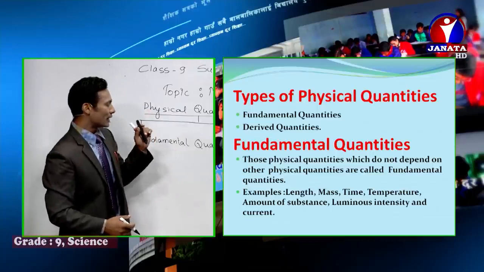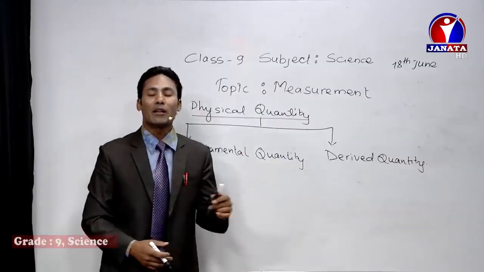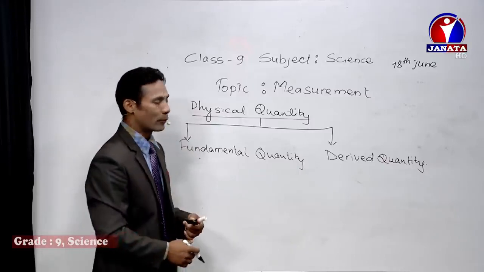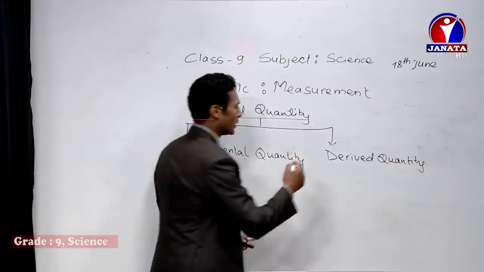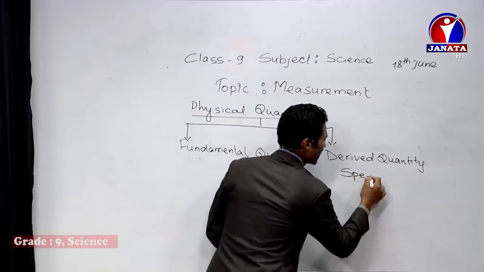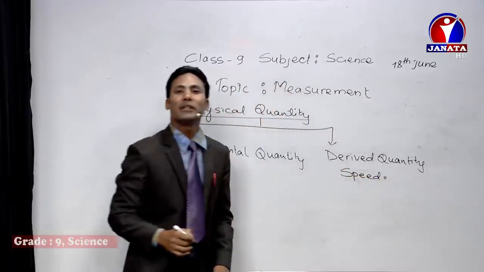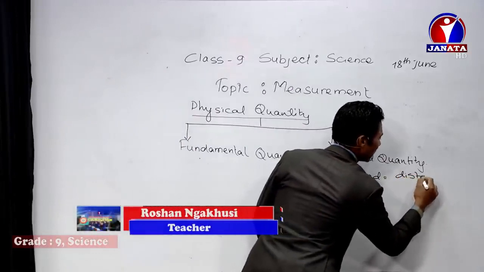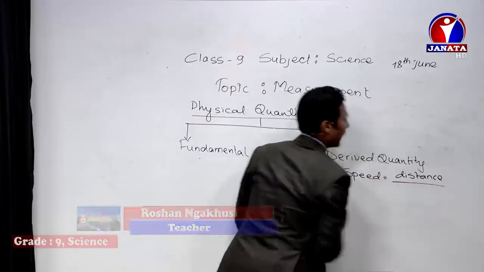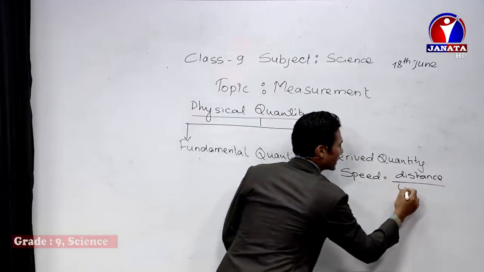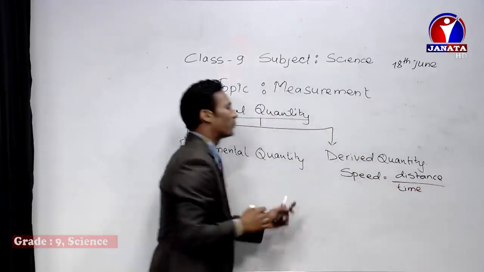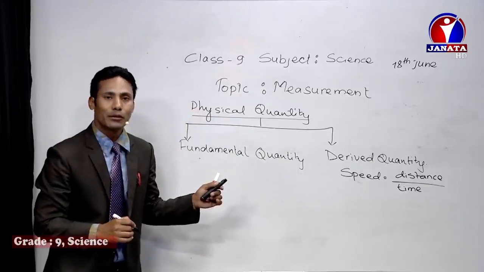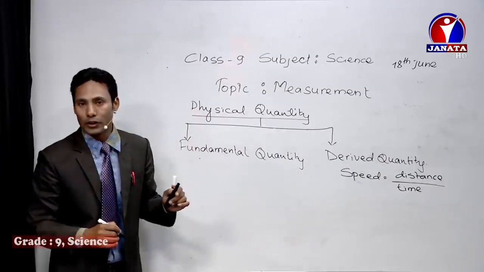Similarly, a derived quantity means one which can be expressed in terms of fundamental quantities. For example, if I say speed, then speed can be explained in terms of distance, that is length, and time. So speed is a derived quantity.